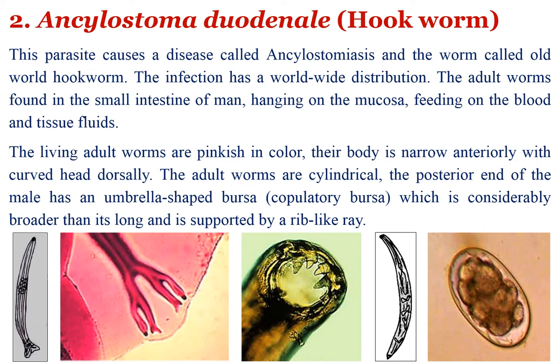Their body is narrow anteriorly with the head curved dorsally. The adult worms are cylindrical. The posterior end of the male has an umbrella-shaped copulatory bursa, which is considerably broader than it is long and is supported by rib-like rays. Look at these pictures. To the left, the male worm. And this is a magnification of the posterior end. Beside it, the mouth and mouth parts. Then the female worm. And finally, the egg of the worm.